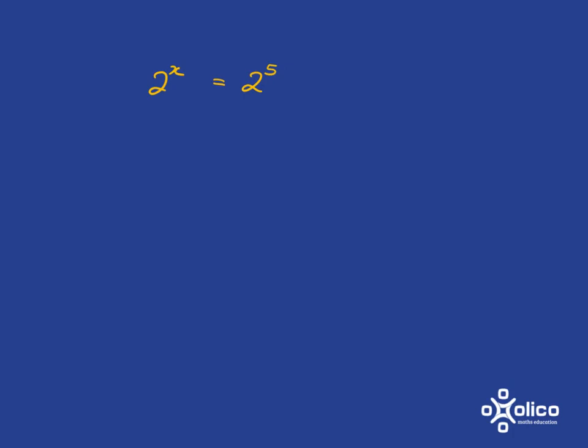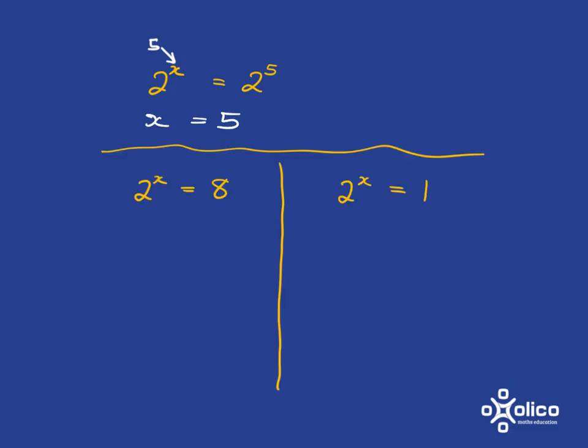I think you'd think, well, that's almost a sort of silly question, because obviously what I need to put here is 5 so that this and this are the same. So the solution to this equation is that x has to be 5. And that's really all there is to exponential equations. Maybe not quite all, because obviously sometimes it's not going to come in quite that neat a format.